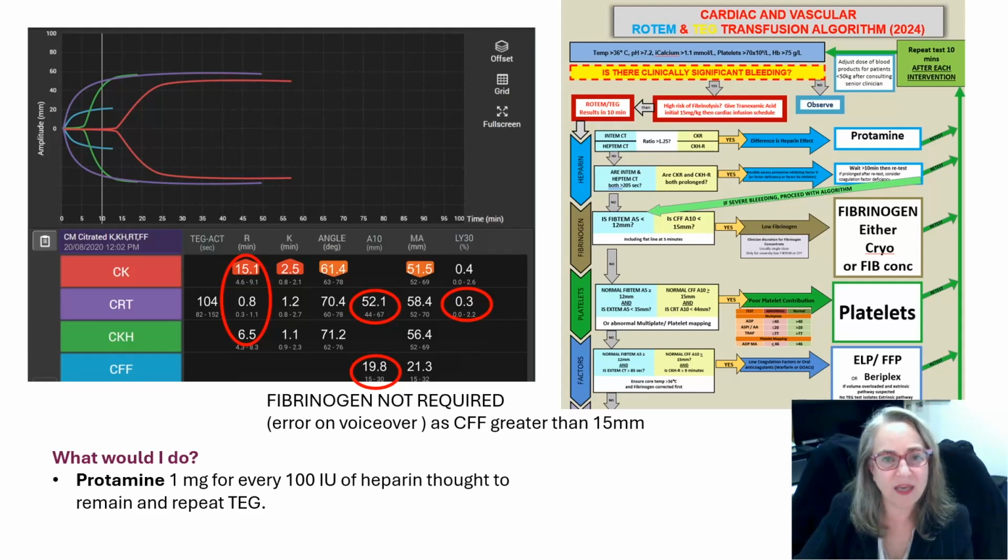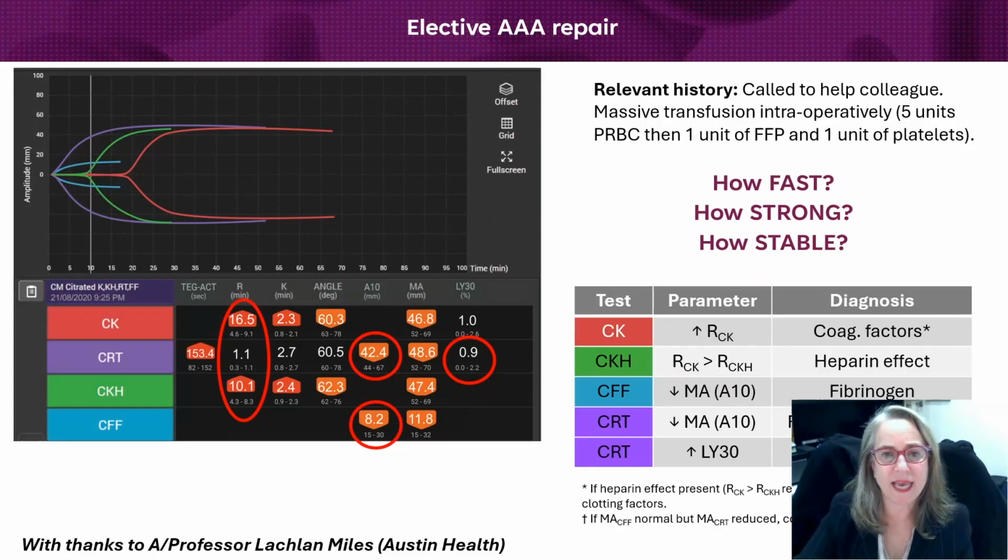The first step, though, which I just overlooked, is to look at the heparin difference. So looking at the CKR over the CKHR, it is 3 times or more than double. So clearly some protamine is required and some fibrinogen is required in order to correct this. And once all of that happens, well, already the CRT is more than 44. So platelets are not going to be required.